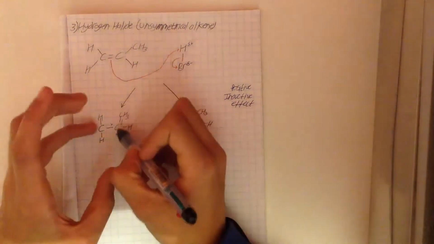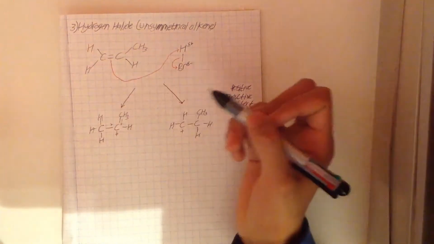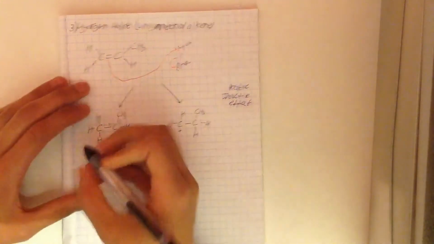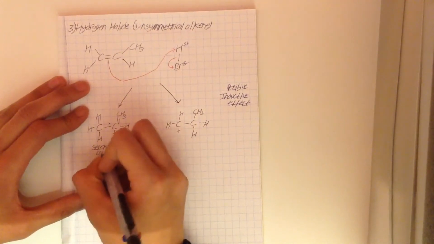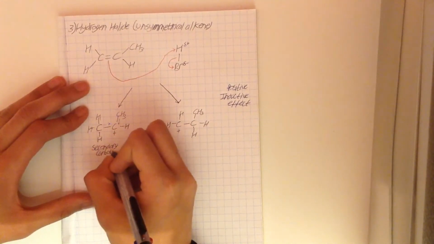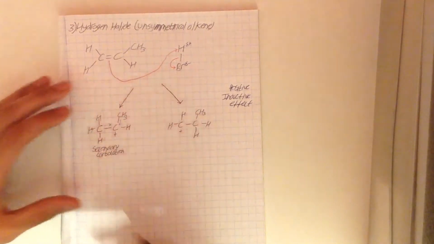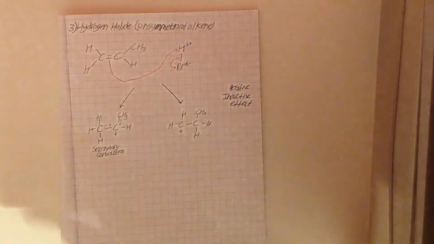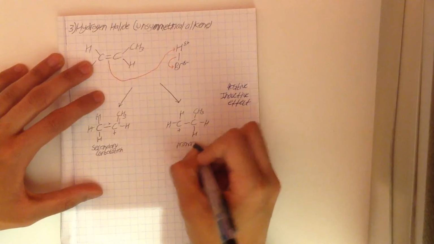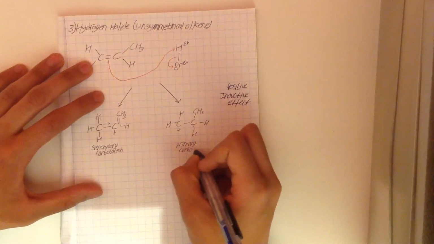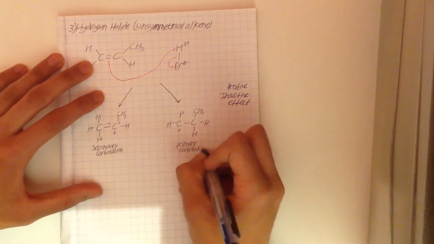So in this case, we've got a secondary carbocation, and that is purely because on our carbocation we've got 2 carbons surrounding it which are pushing the electron density. In this case, we've got a primary carbocation, because as you can see, the carbocation is only attached to 1 carbon. However, in this one, the carbocation is attached to 2 carbons. So there it's attached to 1, that's attached to 2.